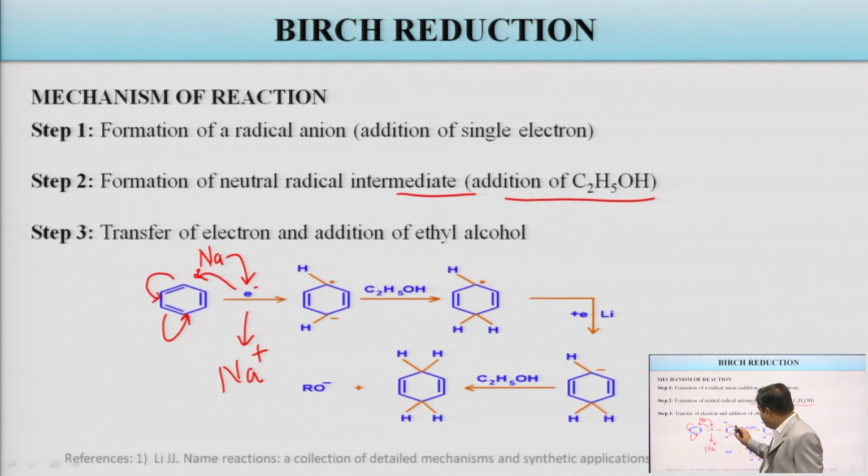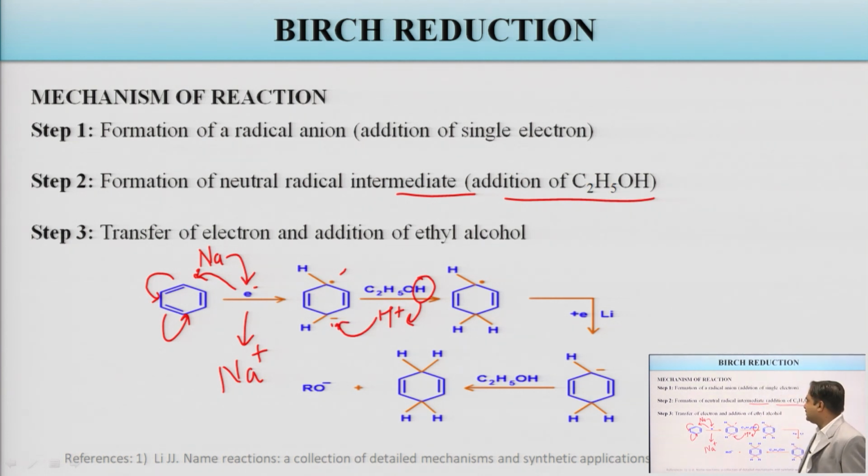Here a single electron is present on this carbon and there is a negative charge, by the transfer of these pi electrons. In the second step, as you can see, the alcohol, which will be acting as a proton donor, is now coming to react with this particular radical anion. One H from this is given as H plus and it will go towards this particular carbon, which is negatively charged. After that, a neutral radical intermediate is formed because of the addition of ethanol.